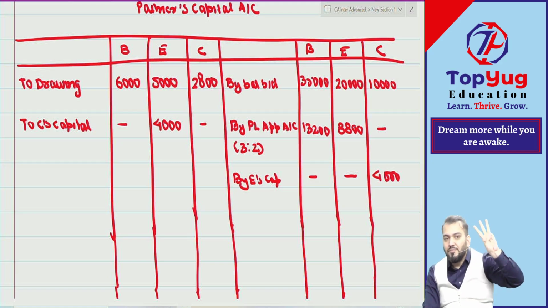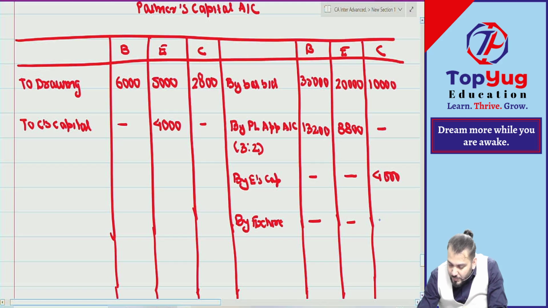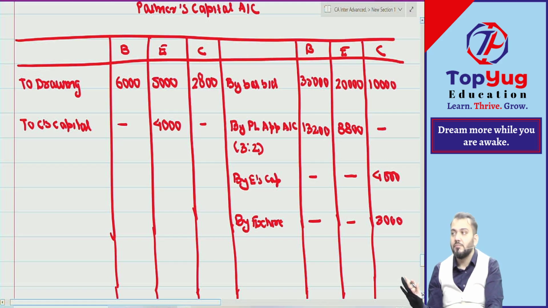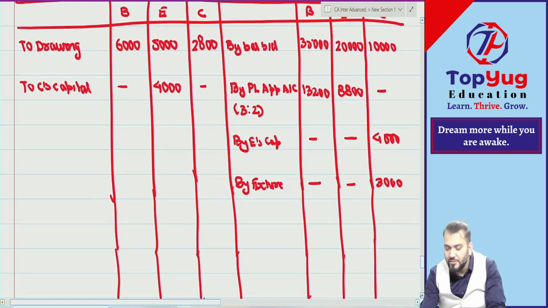So 1, 2, 3 done. Point number 4: adjustment of cash or any other asset brought in by the incoming partner. So he is bringing what? Cash is already accounted. We write down by what? Fixture. Who is bringing? C is bringing. How much? Value is what? 3,000. Can I say admission done? Admission done. Correct.